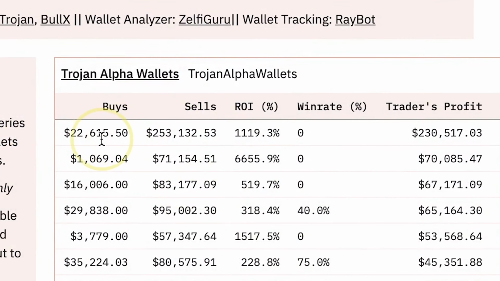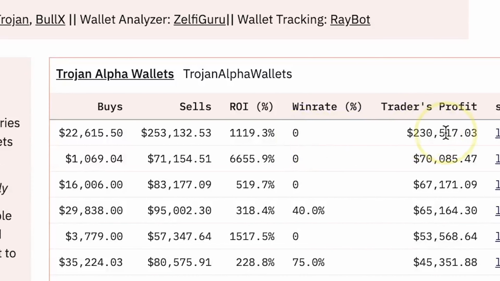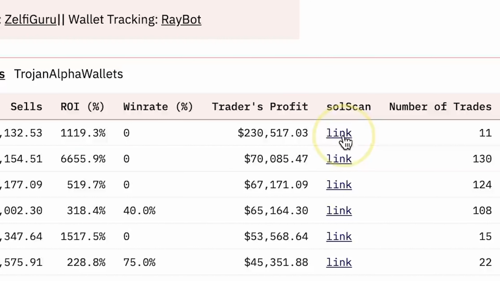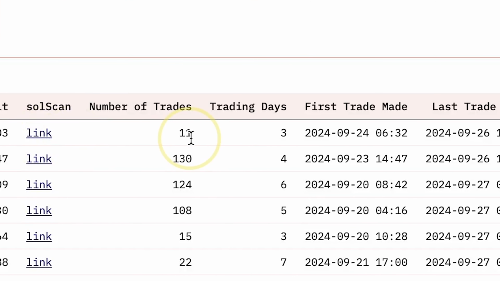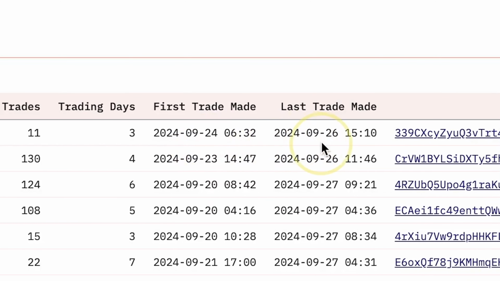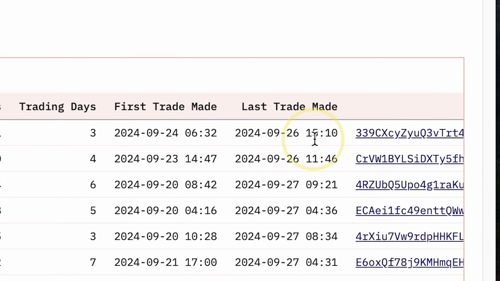Now, let's take this first one for example. This is the amount spent in buying token. This is the amount realized from selling. This is the ROI. Win rate is 0, probably because the wallet sent the token from another wallet to sell. Then this is a profit. You can see the link to analyze it on Solscan. Number of trades 11. Day trading 3 days. The first trade happened on the 24th of September and the last trade happened on the 26th of September. And of course, this is the wallet address.